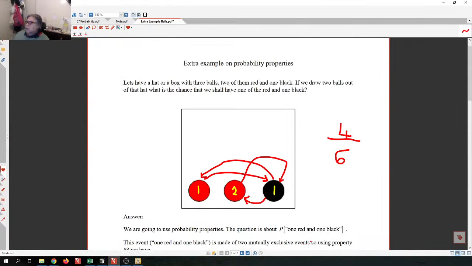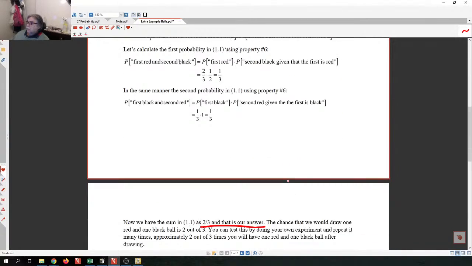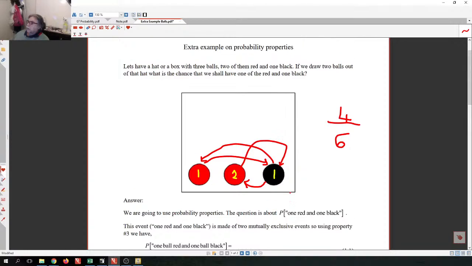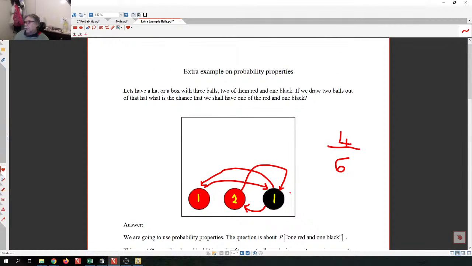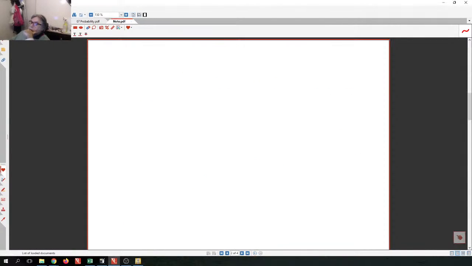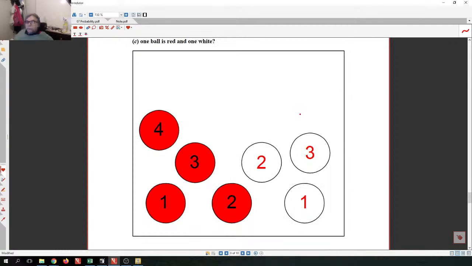Okay, so this is much easier to answer by using efficient counting than by using properties of probability, which is what is done here. So you can read this. We're using properties of probability, but in this particular case, it's easy to count. Is it still easy to count if you have more balls? So I do have more balls here. All right, 7. 4 of them are red.